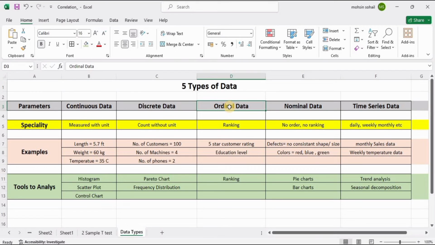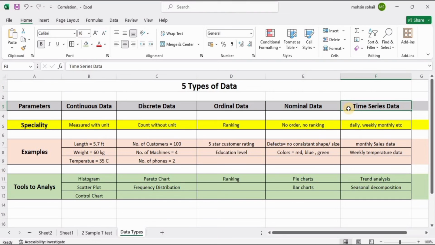Fourth type of data is nominal data. There is no ranking or order in this type of data. For example, different types of defects like cracks. So there is no ranking or relation between cracks because they all are of different sizes. Similarly, there is another example: color, red, blue, green. So there is no relation or ranking in nominal data. Nominal data is analyzed using tools like pie charts and bar charts.